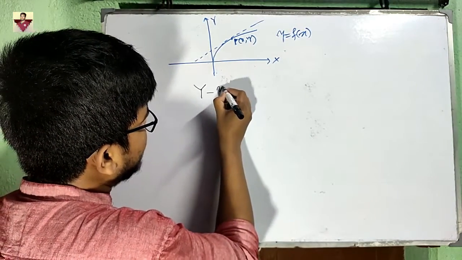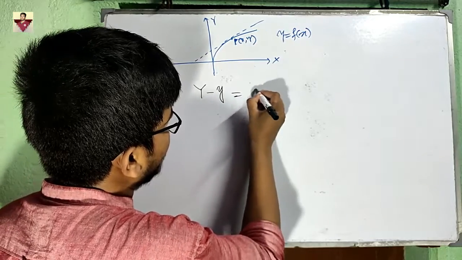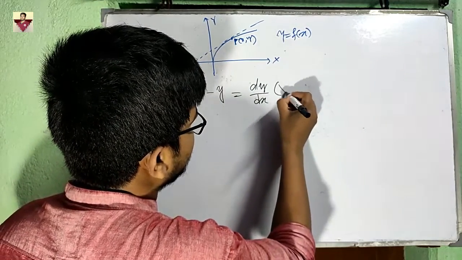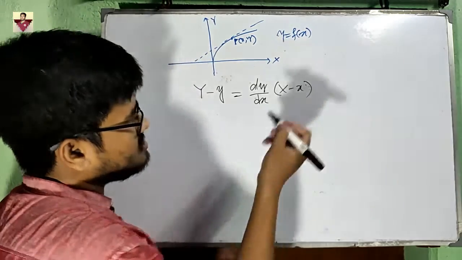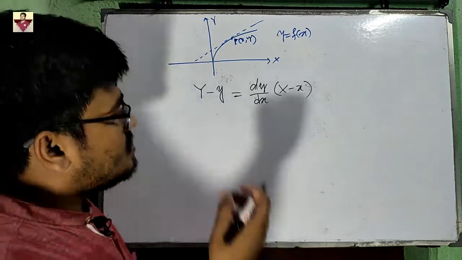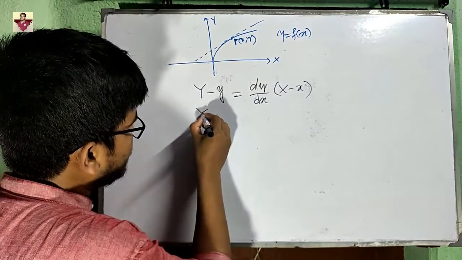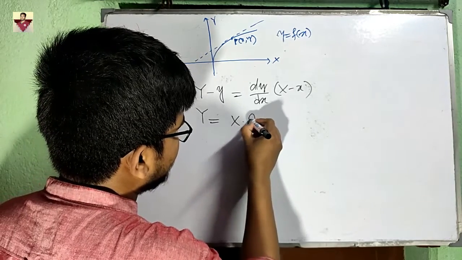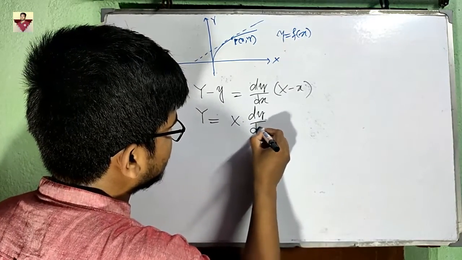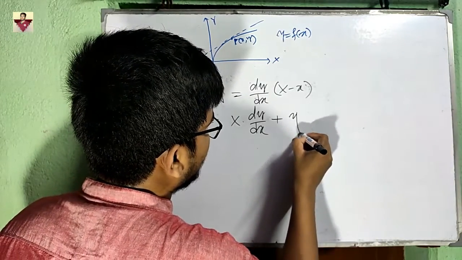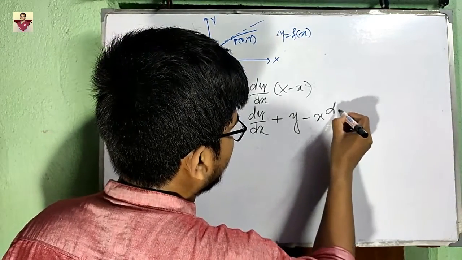So mathematically you can write Y minus y equals dy/dx times (X minus x). So this is the definition of a gradient of a curve. So from this, as you can see, we can simplify like x into dy/dx. Put this y on the right hand side, then it will be y minus x into dy/dx.